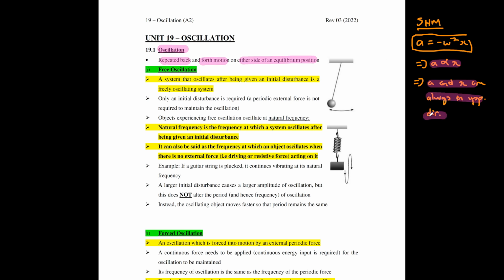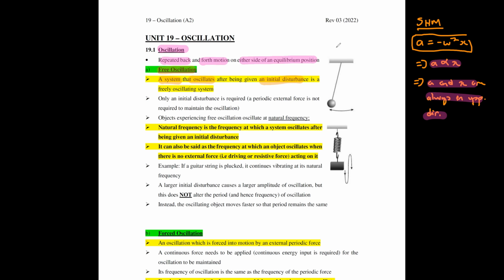Okay. Now, for oscillations, you can also sometimes group them into two different types. The first one is called free oscillation. Free oscillation is a system that will oscillate after being given an initial disturbance. So if you have a system, you give it an initial disturbance and it oscillates, it's called a free oscillation system. An example of a free oscillating system would be the ones shown in the diagram there.